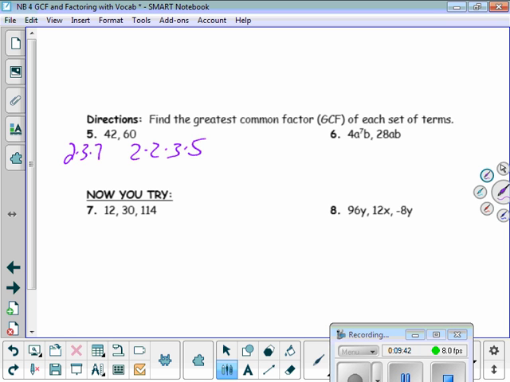I wrote them like that for a reason because it's asking me to find the greatest common factor, so I'm looking for buddies. So there's a buddy. There's a buddy. So what's the greatest common factor of these two? 6. Okay, here we go.